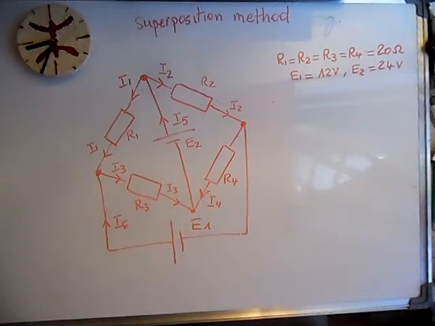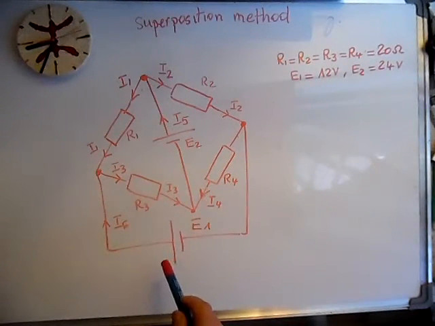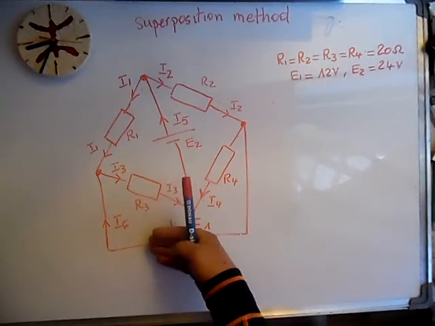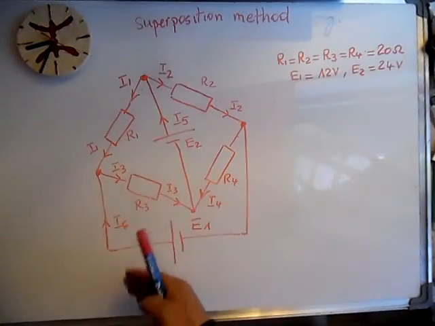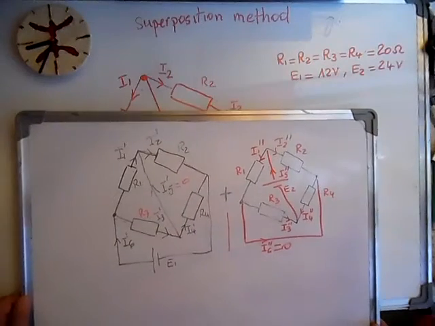We have the following exercise, and we want to use the superposition method to calculate the currents. We have two sources, so we have to divide this circuit into two. We take first E2, and then later we take E1, and we calculate the current as follows. I will show you the two circuits.